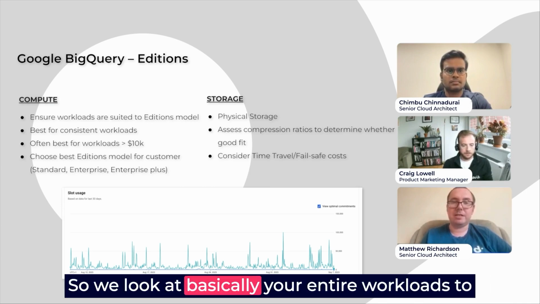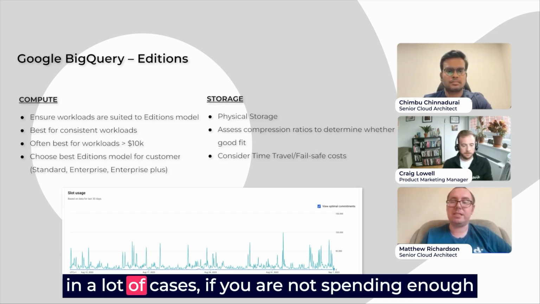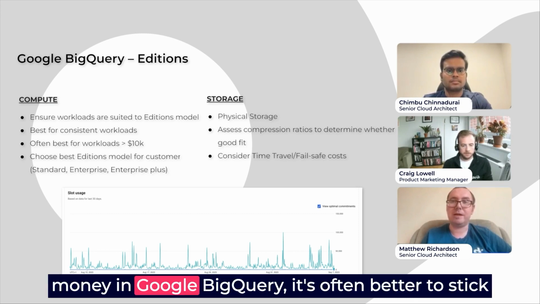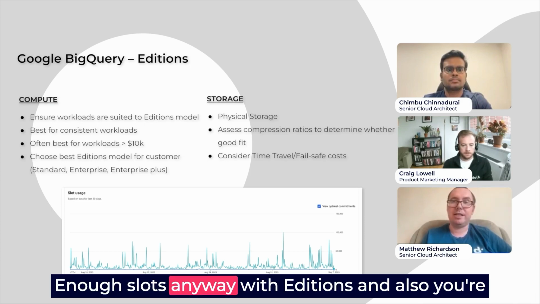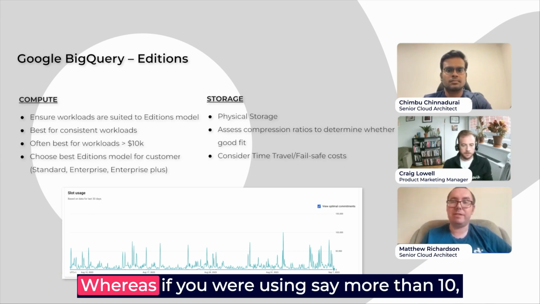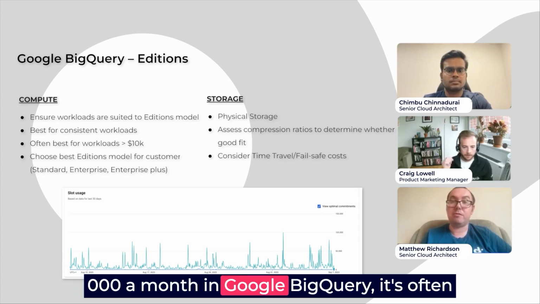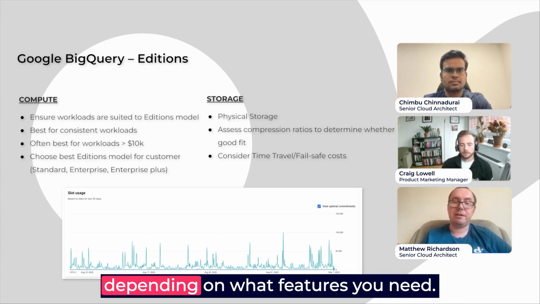So we look at basically your entire workloads to make sure it's suited to an editions model, because in a lot of cases, if you are not spending enough money in Google BigQuery, it's often better to stick to the on-demand model, because you get usage of enough slots anyway with on-demand, and also you're only paying for the bytes scanned with on-demand. Whereas if you were using, say, more than $10,000 a month in Google BigQuery, it's often better to consider an editions pricing model, depending on what features you need.